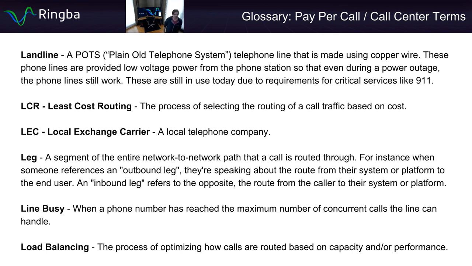A landline, which is also a POTS line, and POTS is plain old telephone system, is a telephone line that's made using copper wire, the super old school stuff that's in my walls over here. These phone lines are provided with low voltage power from the phone station, so that even during a power outage, the phone lines still work. And they're absolutely in use today all over the world. Not everyone just uses mobile phones, and they provide critical services like 911.